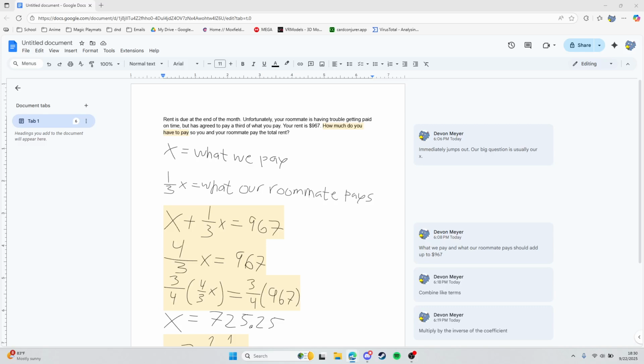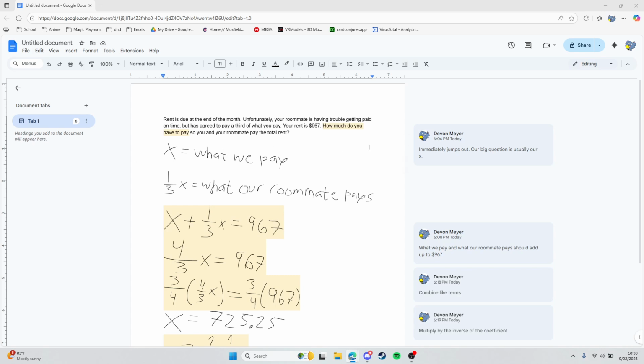Hello all. Today we are going to be solving this word problem. Rent is due at the end of the month. Unfortunately, your roommate is having trouble getting paid on time, but has agreed to pay a third of what you pay. Your rent is $967. How much do you have to pay so you and your roommate pay the total rent?